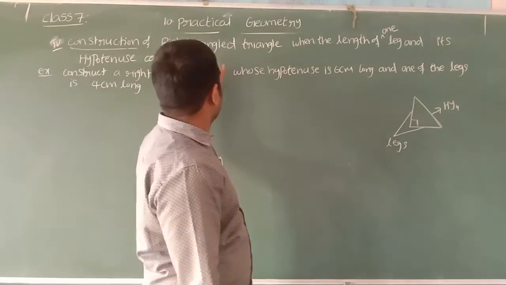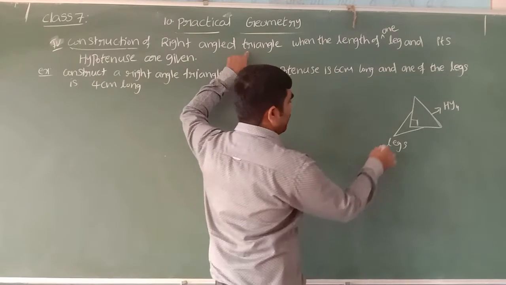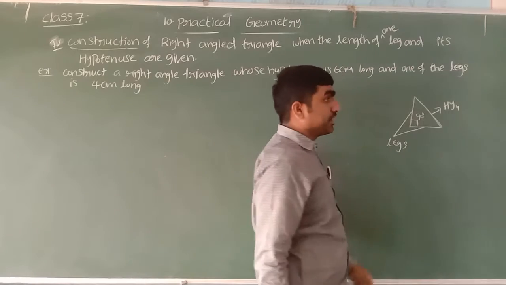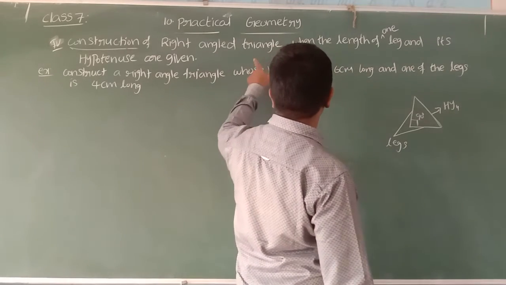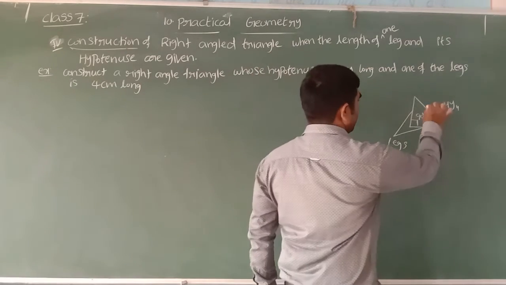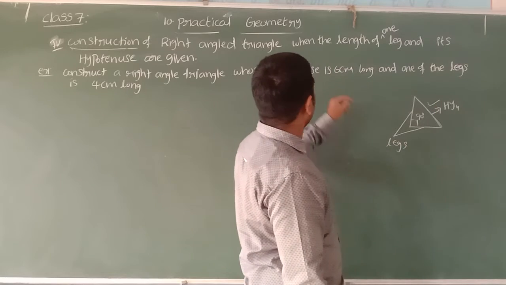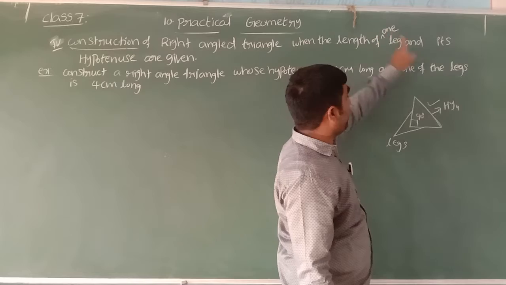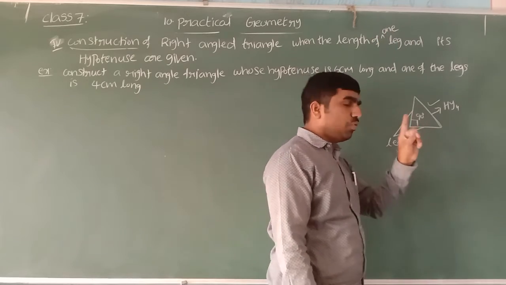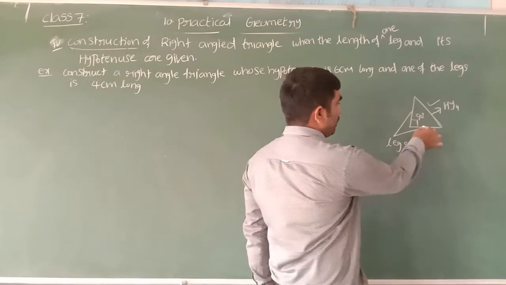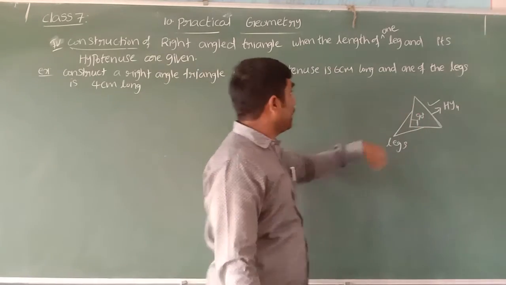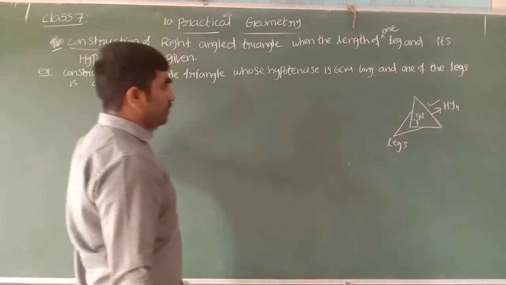So here, construction of a right angle triangle. Right angle triangle means indirectly we know one angle is 90 degrees. And they are going to give the length of the hypotenuse. Of the two legs, they will give you the length of any one leg, and also they will give you the length of the hypotenuse.